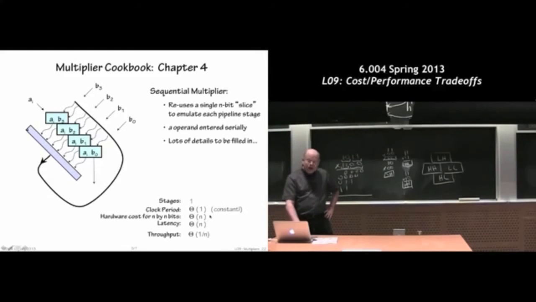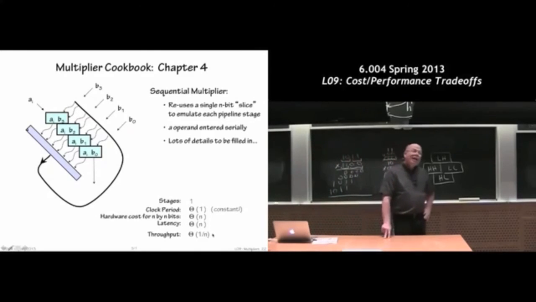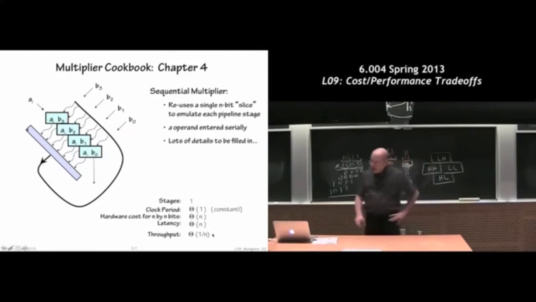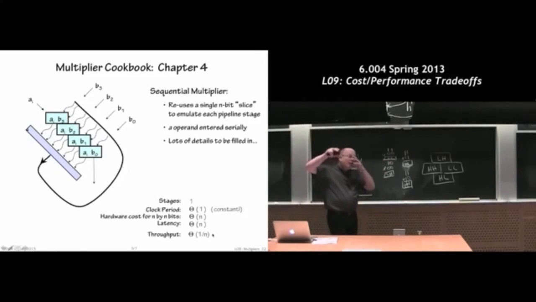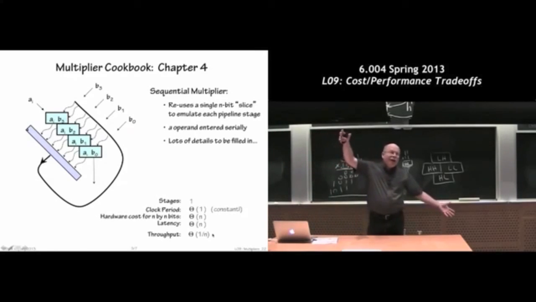What I've done is allow myself to reuse my stripe in a way that gets me the same answer, but I'm going to take longer to do it. In other words, the throughput now is back to 1 over n, which was the throughput of our combinational circuit. But the hardware cost is now dramatically lower. Sort of neat, right? We've been able to trade off. We took the fancy pipeline multiplier, which had tremendous throughput, and said, I'm going to trade off some of the throughput for lower hardware cost.